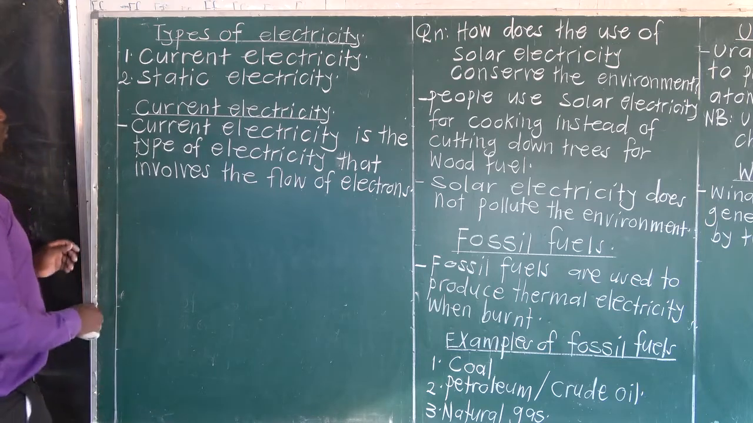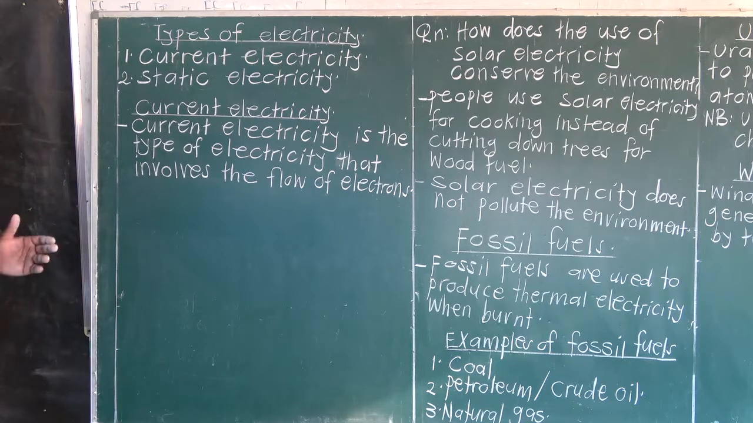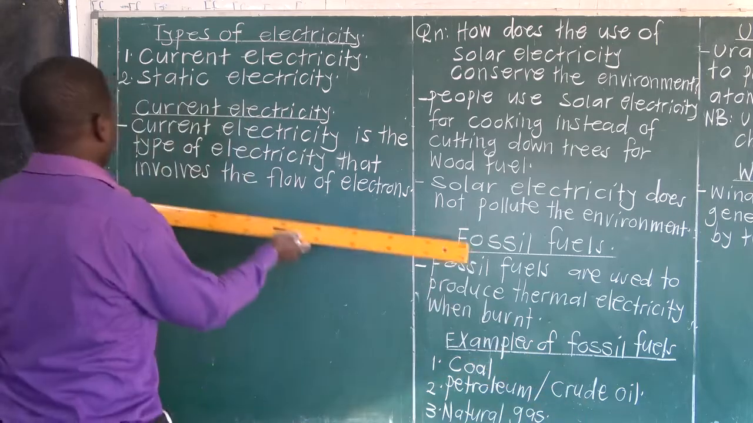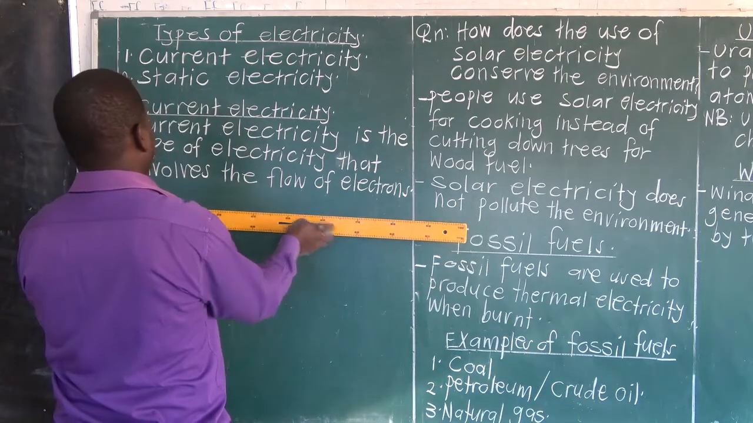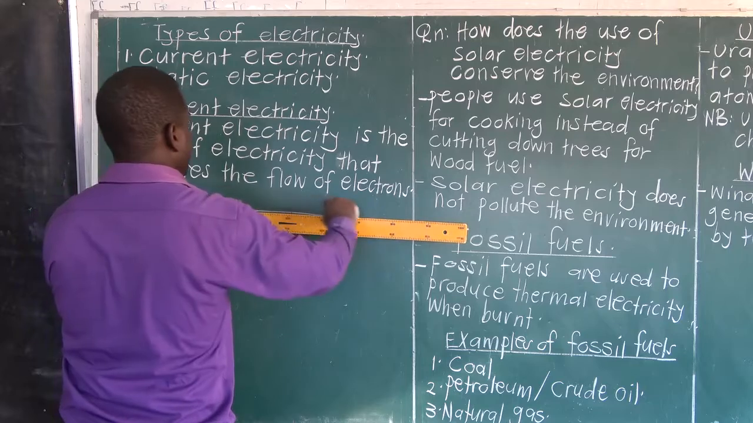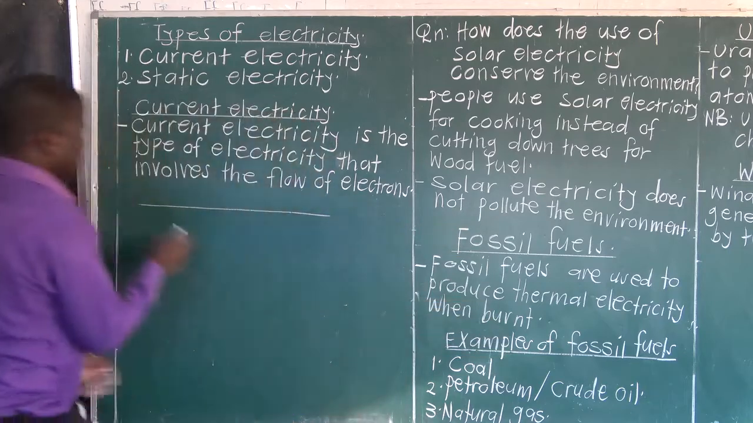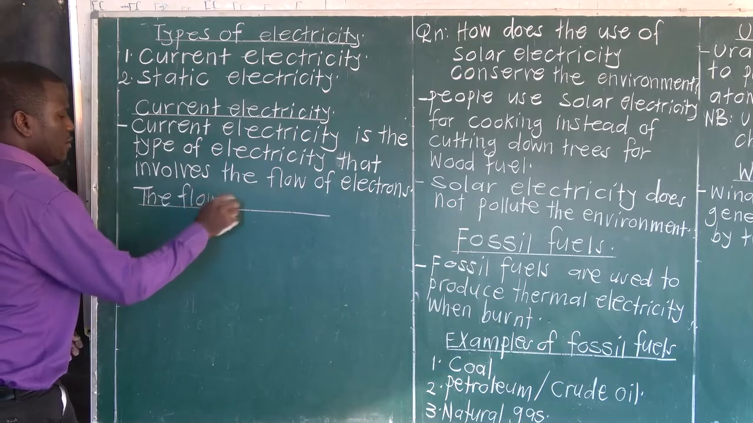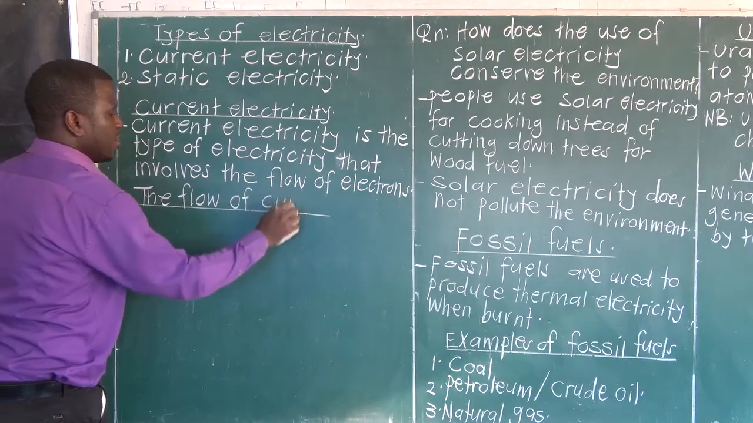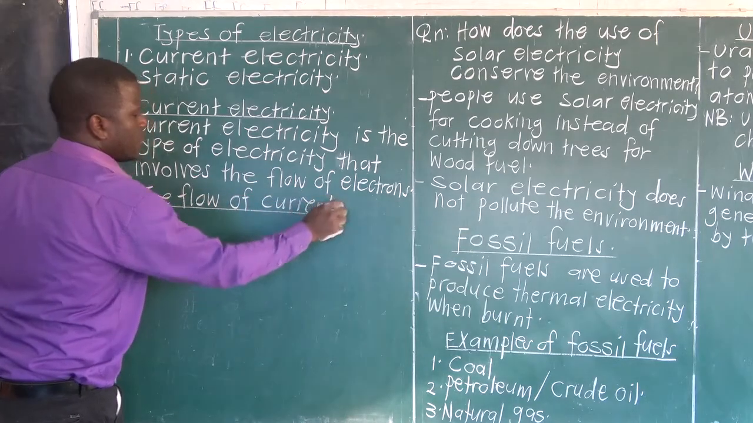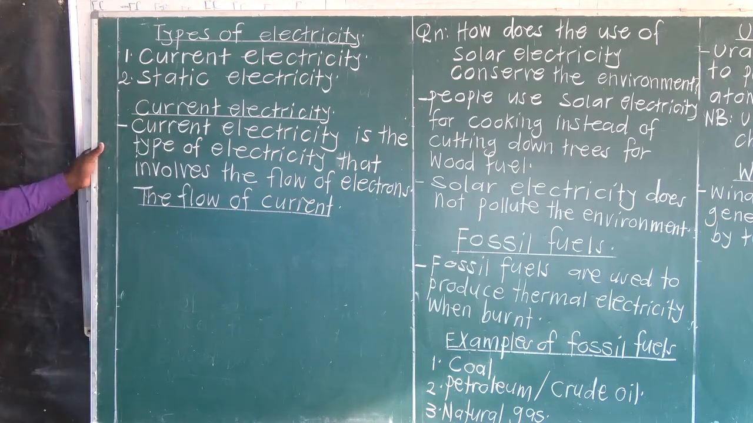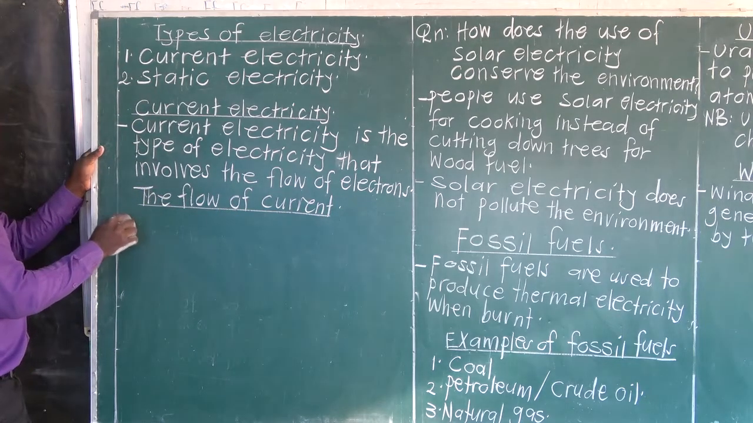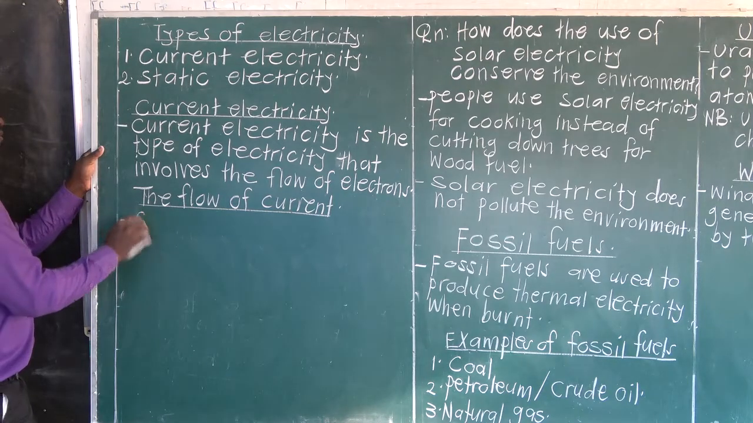Okay, so I want to see how electrons flow and how current flows. So our next heading is the flow of current. Current flows from the positive terminal to the negative terminal.